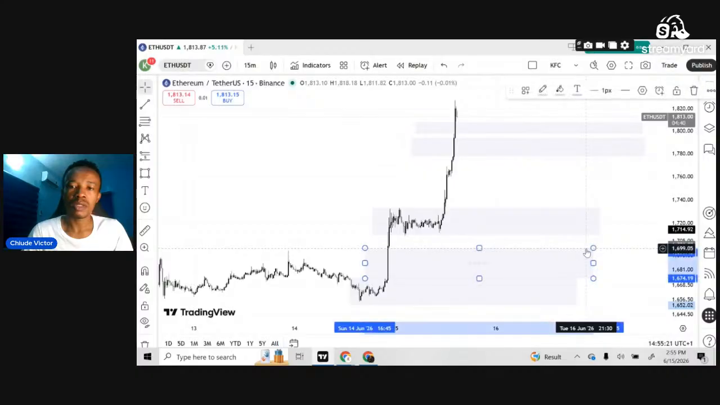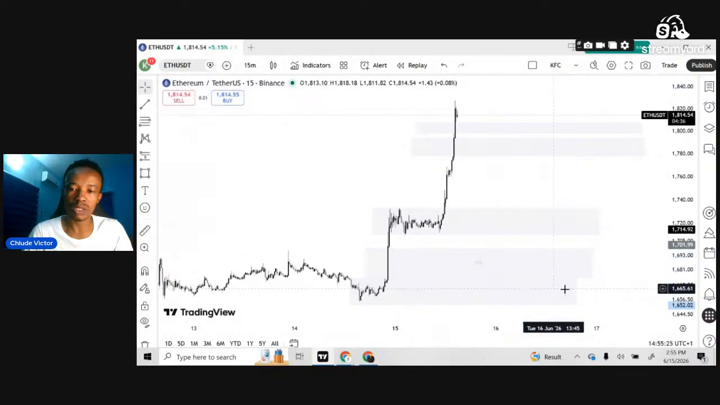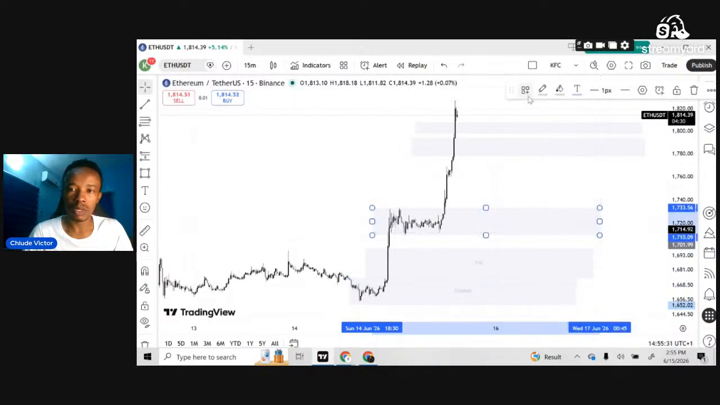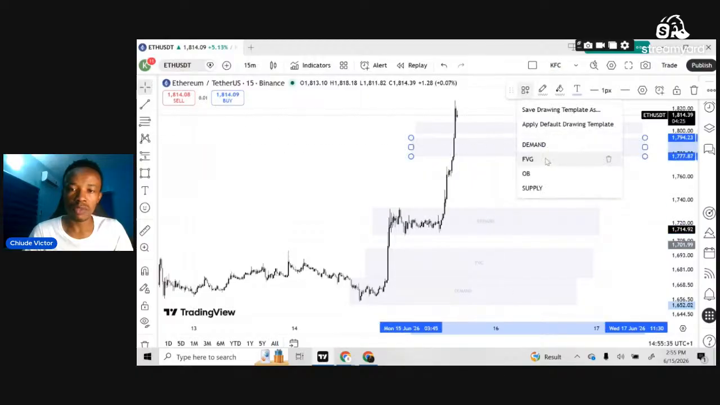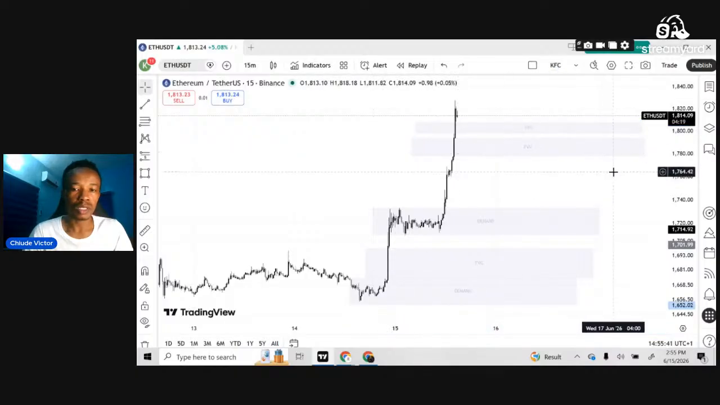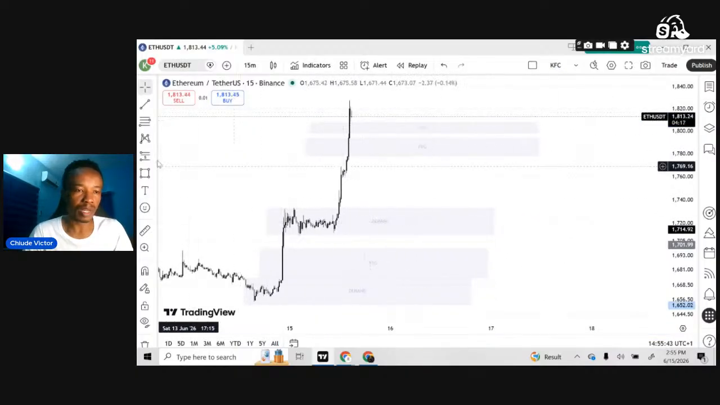So let's label it so that we don't mix it up. So this FVG, that's fair value gap in case you're wondering what FVG is. So we have demand here, we have demand here, so we can differentiate them when price gets there. So this is an FVG, fair value gap, and this is another FVG, fair value gap. Okay, so those are the places price will most likely come to.